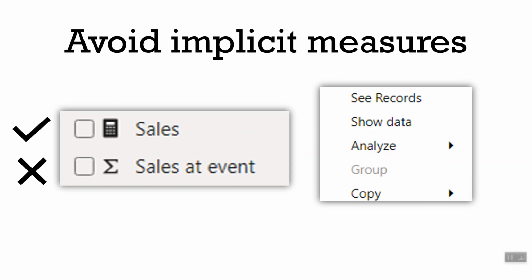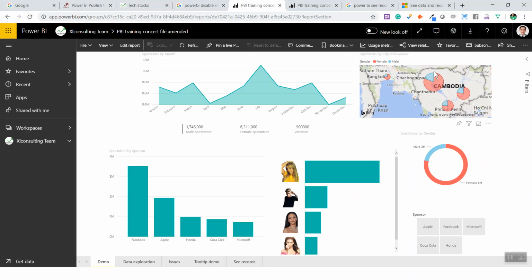And although technically you aren't able to get underlying data from it, there is one thing that is preventing that, which is if people use implicit measures. And I'll show you what I mean in a second. So let's go into Power BI Online here.